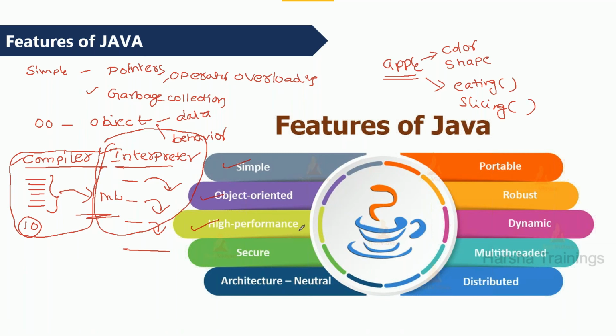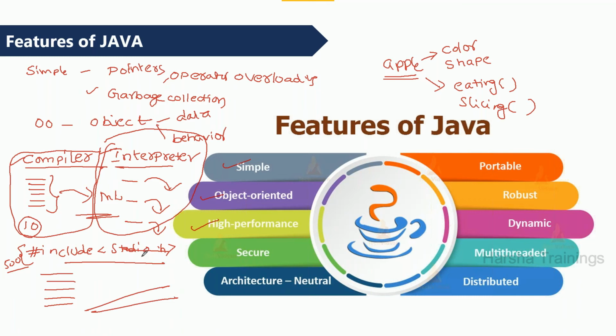For example, I will show you one more thing. Assume you are in the C language, you are writing the statement hash include stdio.h. This is the header file. Your program contains 10 lines. Assume this header file contains approximately 500 lines. Then actually how many lines do you have to convert? The total of 510 lines.